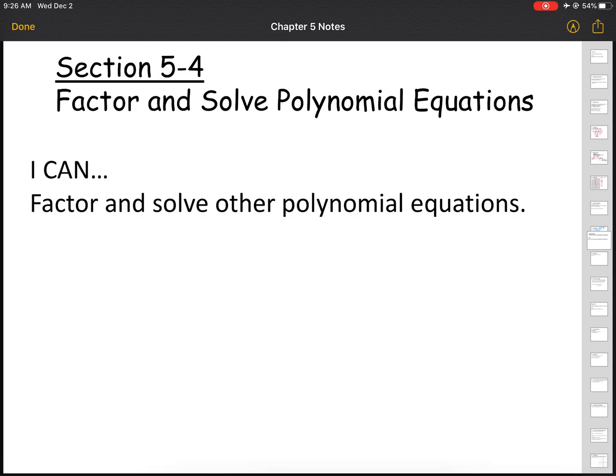Okay guys, this is section 5.4. In this section our goal is to be able to factor and solve other polynomial equations. Thus far in earlier chapters we talked about degrees of 1 or degrees of 2 being the highest exponents. Now we're going to look at degrees, or highest exponents, of 3, 4, and on and on.